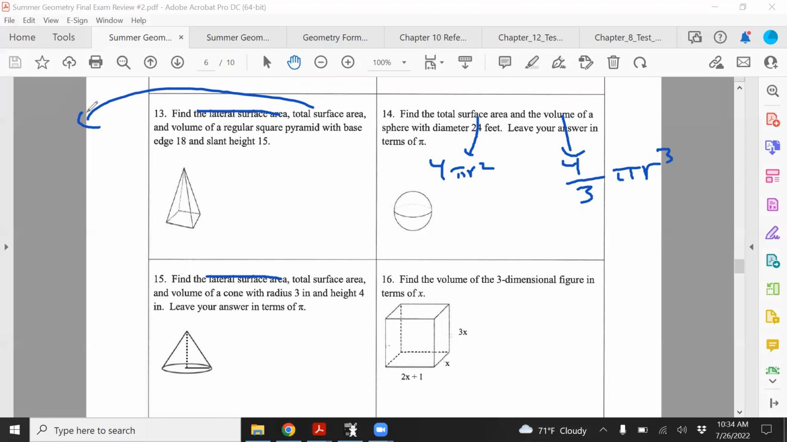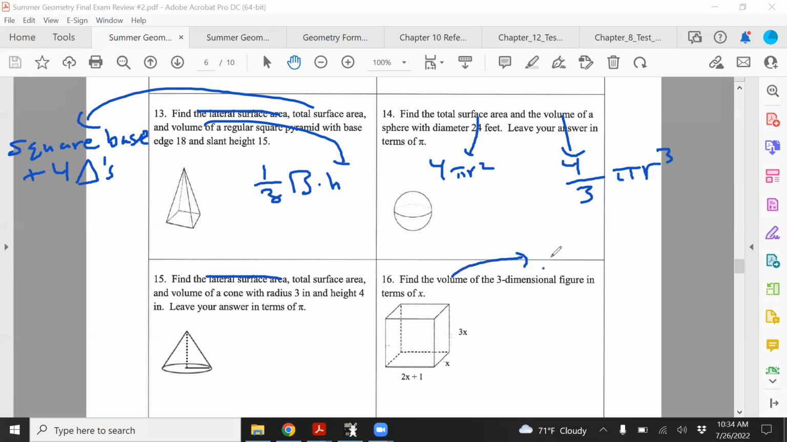Total surface area here is going to be the square base plus 4 triangles. The volume is 1/3 the square base times the height. Here, volume is just length times width times height.